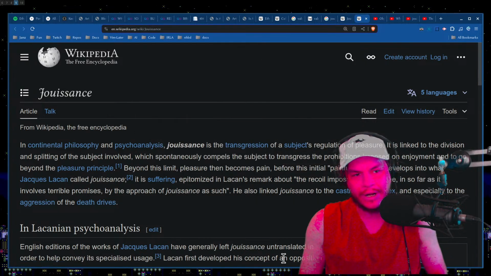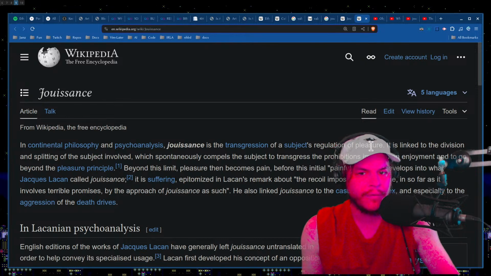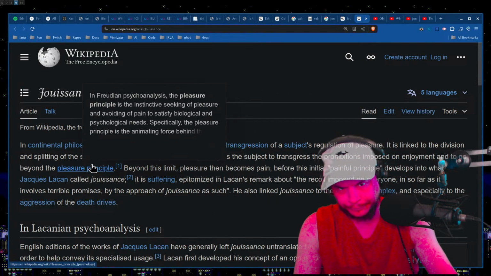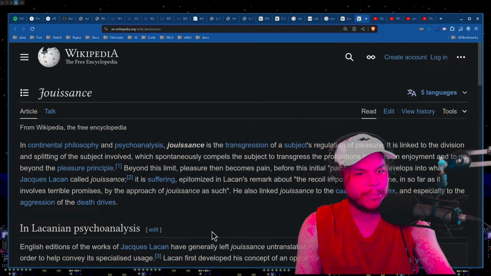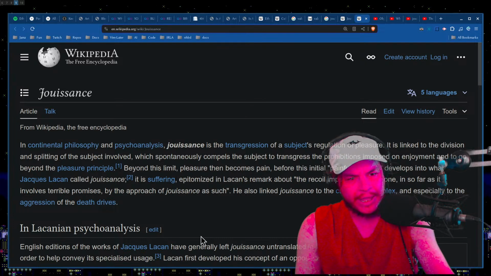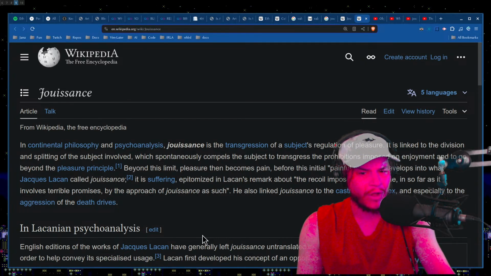Jouissance is the transgression of a subject's regulation of pleasure. It is linked to the division or splitting of the subject involved, which spontaneously compels the subject to transgress the prohibitions imposed on enjoyment and to go beyond the pleasure principle, which is the instinctual seeking of pleasure and avoiding of pain to satisfy biological and psychological needs, physiological needs. Beyond this limit, pleasure then becomes pain, before this initial painful principle develops into what Lacan calls jouissance. It is suffering, epitomized in Lacan's remark about the recoil imposed on everyone, insofar as it involves terrible promises.